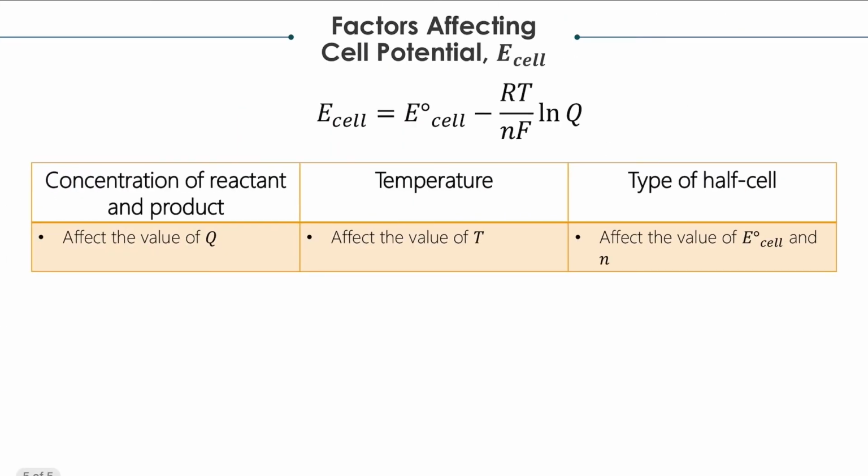Lastly, let's take a look at the factors affecting the cell potential, E cell. When we discuss this, we will look from the point of view of the equation. So the first factor is the concentration of a reactant and product. This factor is determined by Q.